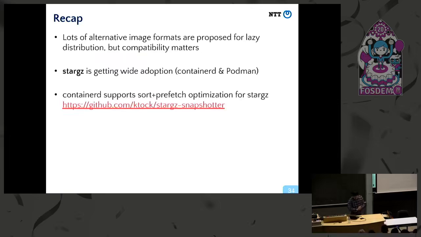So to recap my talk, there are lots of alternative image formats proposed for lazy distribution, but compatibility is very important, and Stargz is getting wide adoption. It's compatible with legacy OCI images, and it's already adopted by containerd and also by Kubernetes. And for the containerd implementation, we support prefetching optimization.